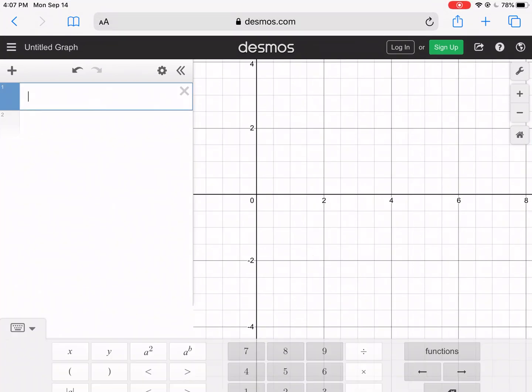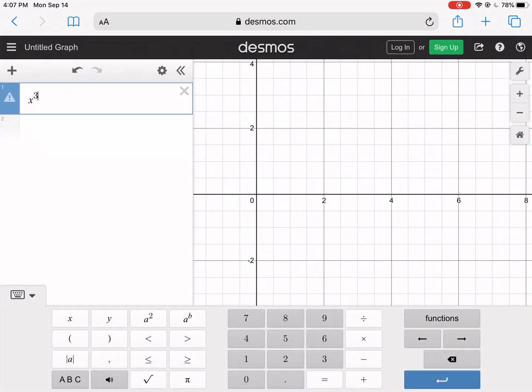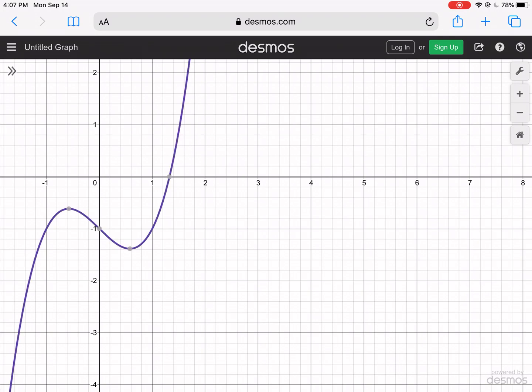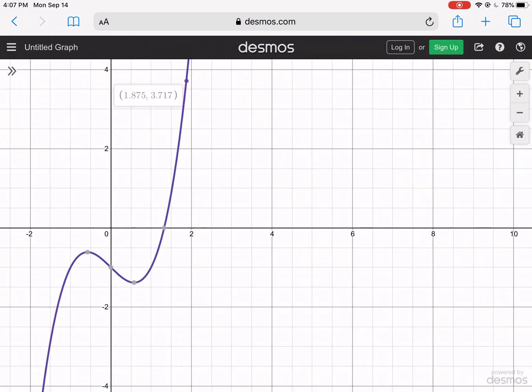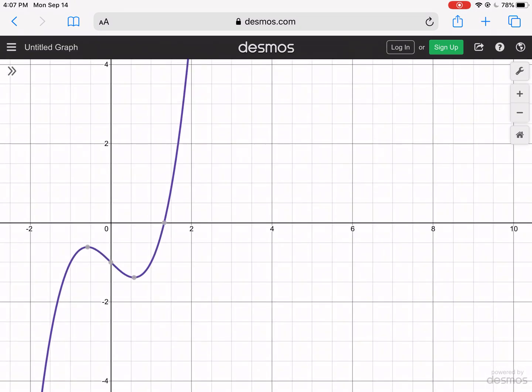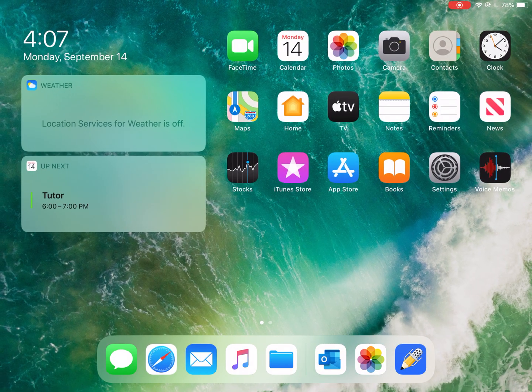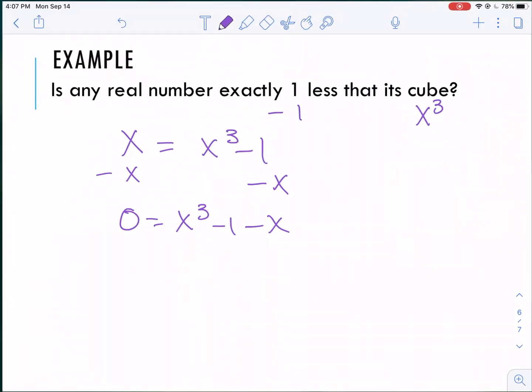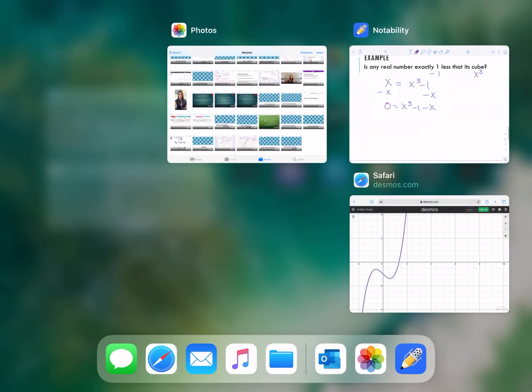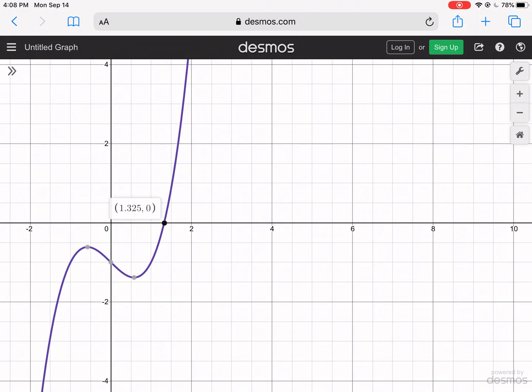So if I go back to this here, we have x to the third minus 1 minus x. We can see that in the interval between 1 and 2, I'm changing from a negative at 1 to some kind of positive value at 2. So there is a number that is exactly 1 less than its cube, and that exact number is 1.325.